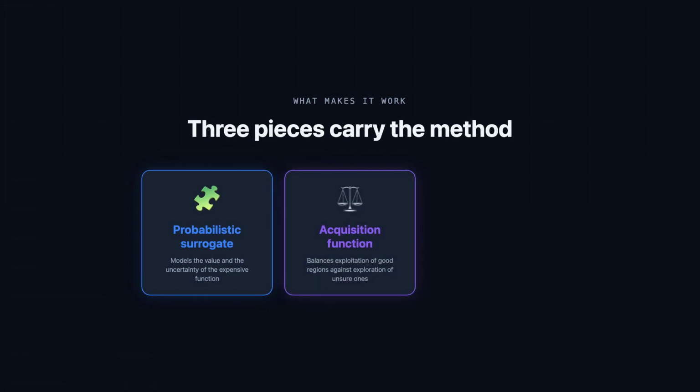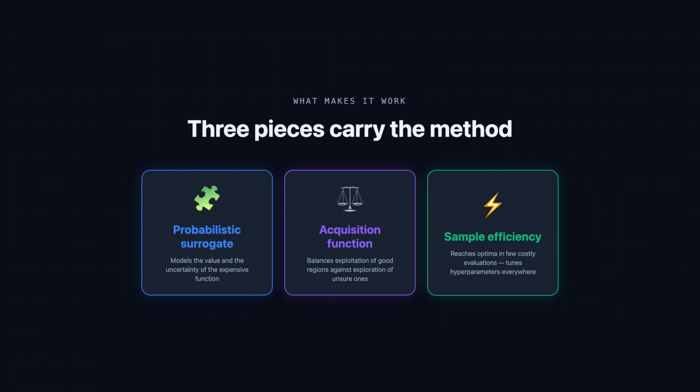Second, the acquisition function, which balances 2 competing urges. Exploitation says sample where the model already predicts great results. Exploration says sample where it's unsure, because a surprise might be hiding there. Getting that trade-off right is the heart of the method.